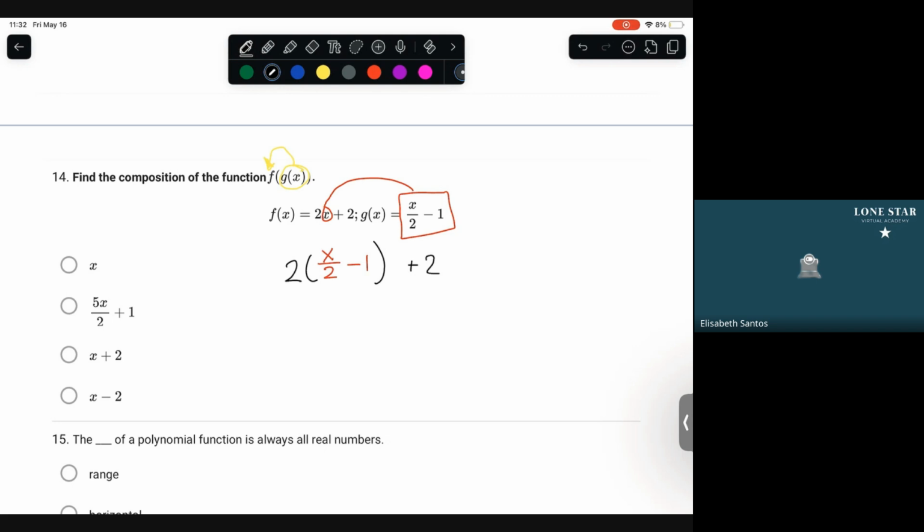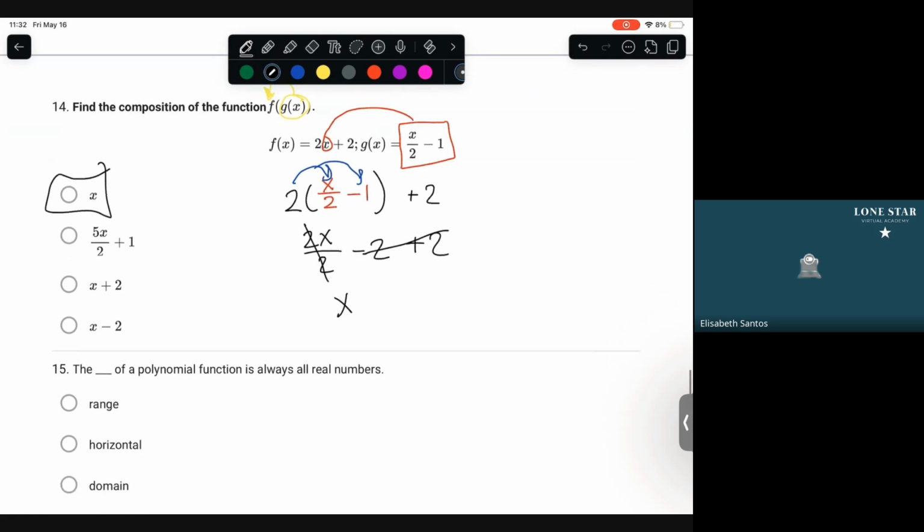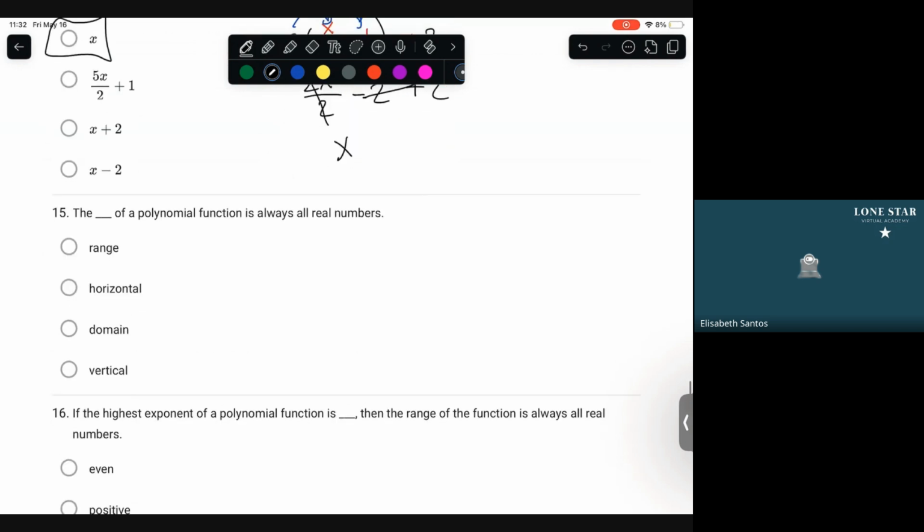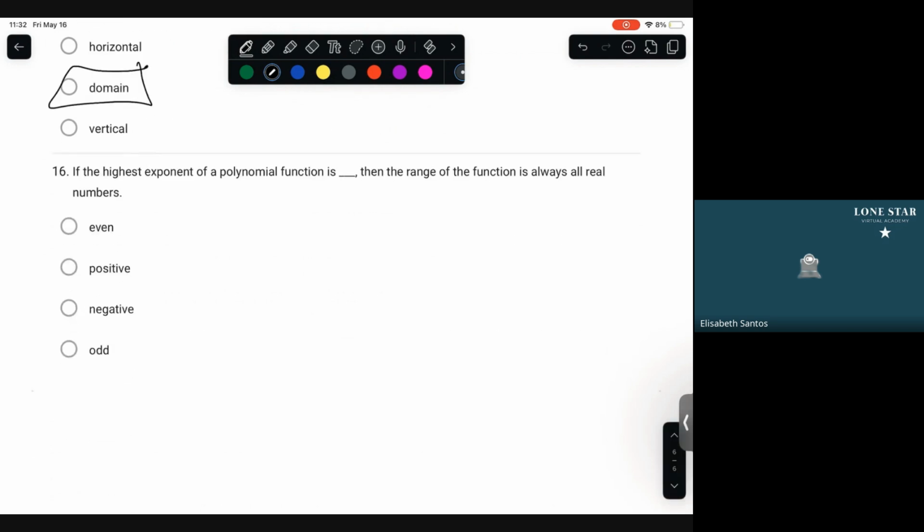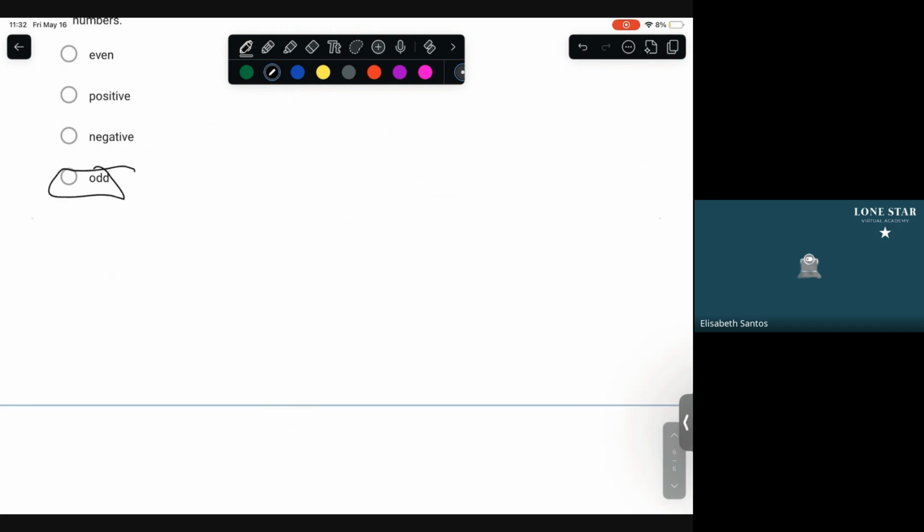Okay. With that 2, we're going to distribute. So we get 2 times x over 2 minus 2 plus 2. This cancels, and then minus 2 plus 2 is 0, so we're left with x. Okay, so number 15, the domain of a polynomial function is always all real numbers. 16, if the highest exponent of the polynomial function is odd, then the range of the function is always all real numbers. And that is it.